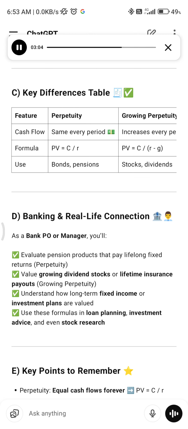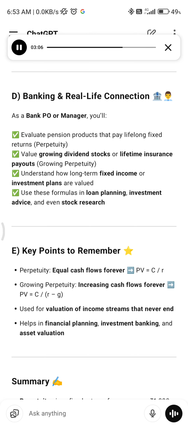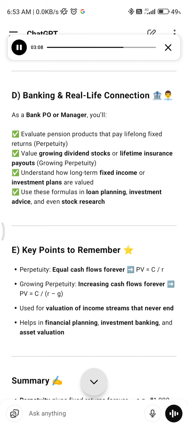Banking and real-life connection. As a bank PO or manager, you'll evaluate pension products that pay lifelong fixed returns. Perpetuity. Value growing dividend stocks or lifetime insurance payouts. Growing perpetuity. Understand how long-term fixed income or investment plans are valued. Use these formulas in loan planning, investment advice, and even stock research.